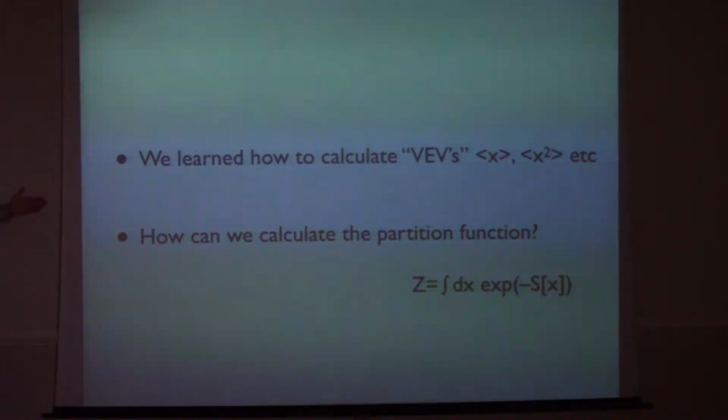So far we have learned how to calculate VEVs, the expectation value of x or x squared. But I didn't explain how to calculate the partition function. How can we do it?